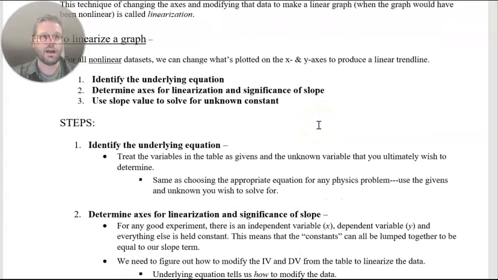Okay, so let's look at how we do this. So we talked about what it is, we talked about why we need to do it, and when we're going to see this. So how do we go about doing this? These are 3 major phases or steps that we're going to be doing. We need to identify the underlying equation for the data set that we have and the situation or context that we're dealing with in the experiment or problem. We want to then determine with that underlying equation what axes we need to have on our graph in order to have a linearized graph.